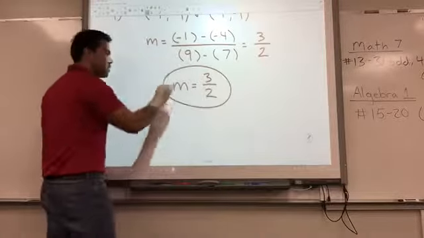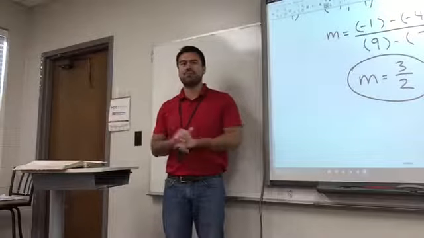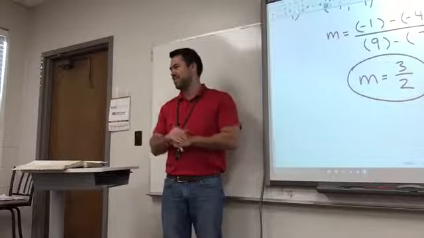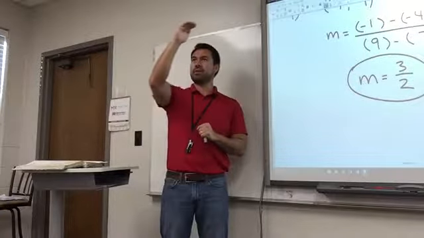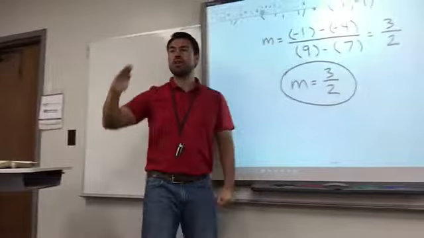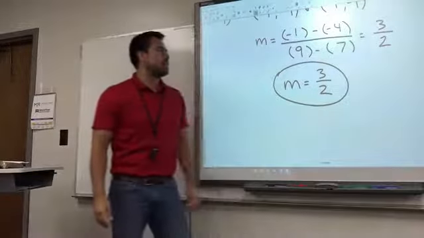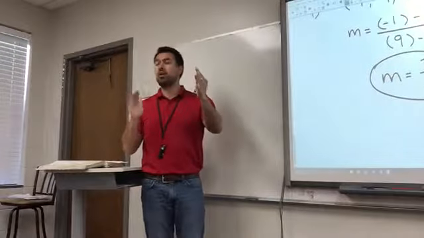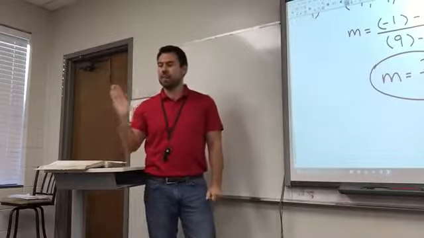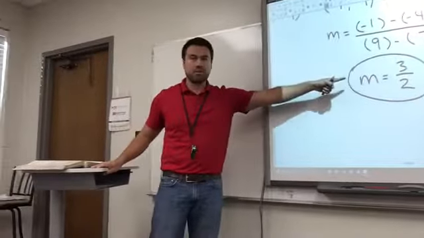The slope equals 3/2. Does anyone know what the rise over the run is on this problem? The rise is up 3 over 2, up 3 over 2. So you can kind of picture the line going like this. How do I know that from left to right it's going to go upward? It's a positive slope.